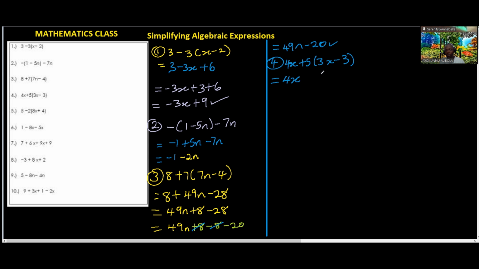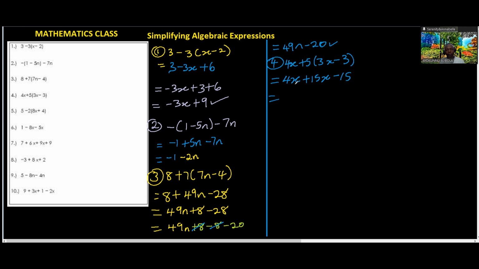5 times 3 is 15x. Then 5 times negative 3 is negative 15. So we have the x's together now.